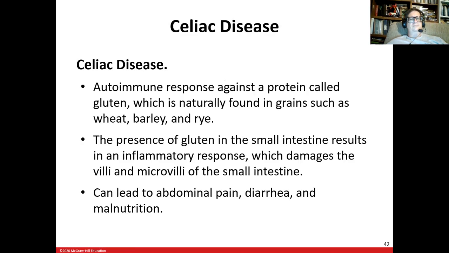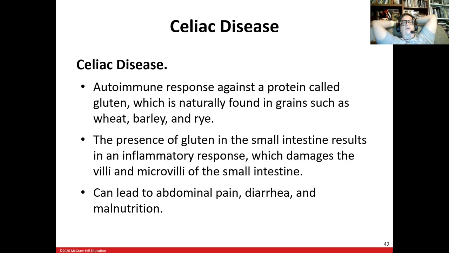So let's move on. Celiac disease. It's an autoimmune disorder. Your immune system goes crazy. There is an immune response to a protein called gluten. Now, that gluten is normally found in wheat, barley, rye. Having gluten in the small intestine, normally it's fine, but if you have celiac, then you're going to get an inflammation response that'll damage the absorption surfaces, the villi, the microvilli in the small intestine. This will cause pain, diarrhea, malnutrition.